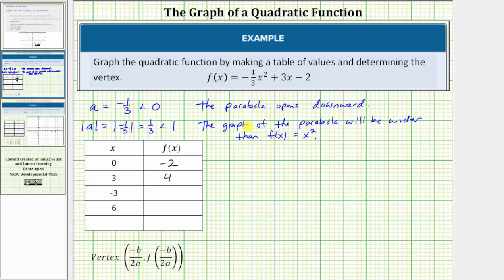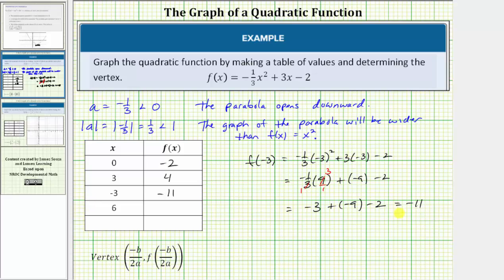The next x value is negative 3. The corresponding function value is f of negative 3, which equals negative 1/3 times the square of negative 3 plus 3 times negative 3 minus 2. Simplifying, negative 1/3 times the square of negative 3 is positive 9, plus 3 times negative 3 is negative 9 minus 2. Simplifying before multiplying here, there's 1 3 and 3, and 3 3s and 9. This gives us negative 1 times 3, which is negative 3, plus negative 9 minus 2, which equals negative 11.